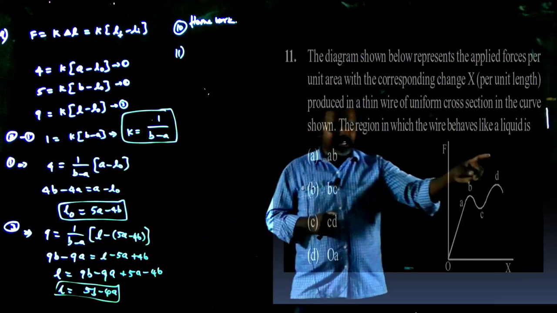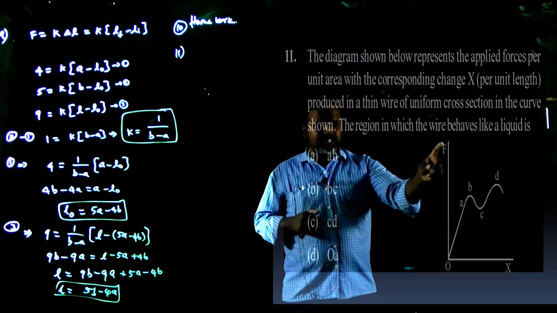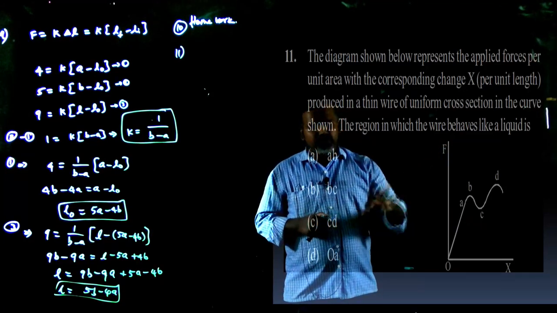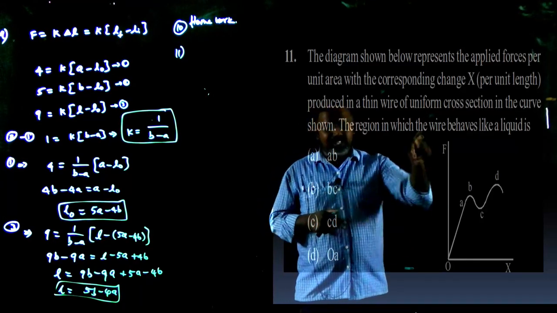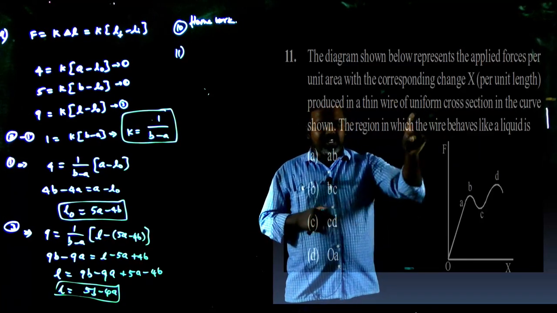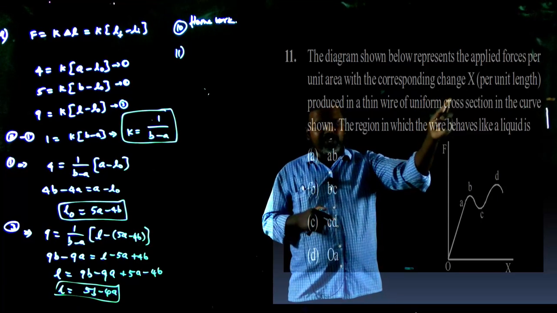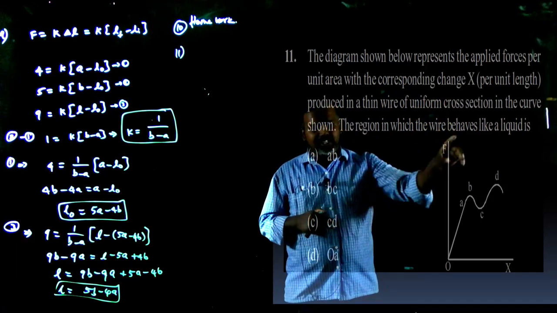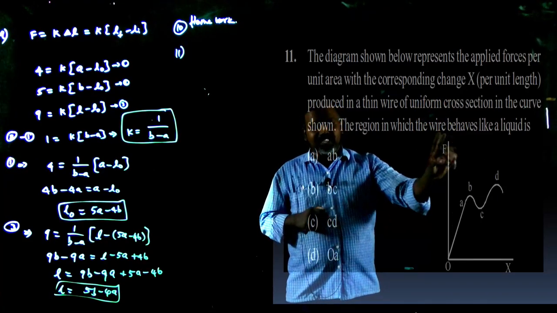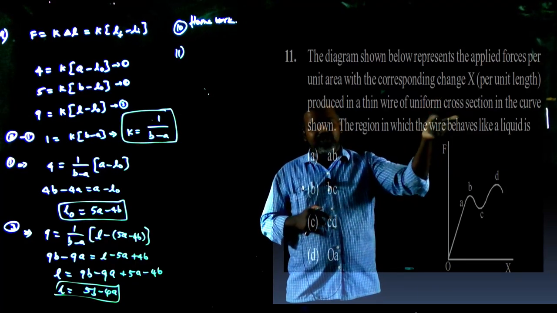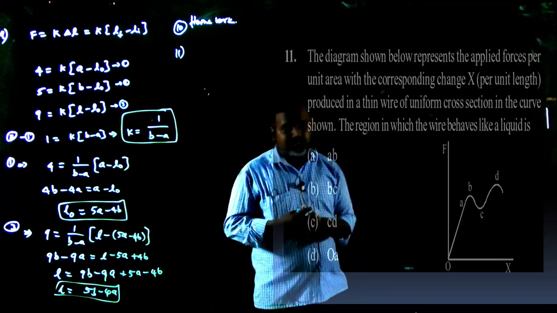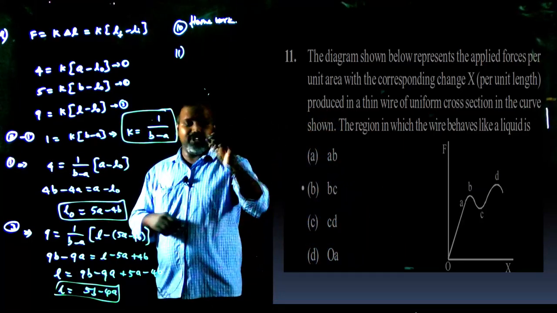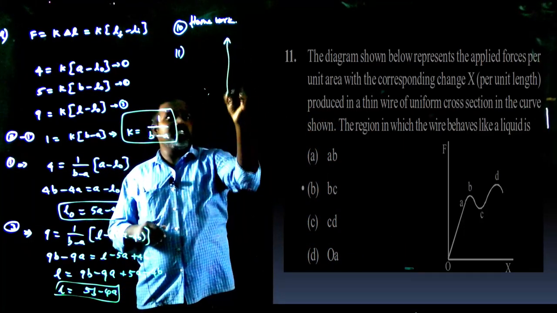In the graph, the axes are given: F on one axis and x on the other. By seeing F itself, what we generally think is that it is a force. But read the wording carefully: the diagram shown below represents the applied force per unit area. Even though they marked it as F, that is not F. They said force per unit area, and that is nothing but stress. So for question number 11, that is what is actually given on the axis.